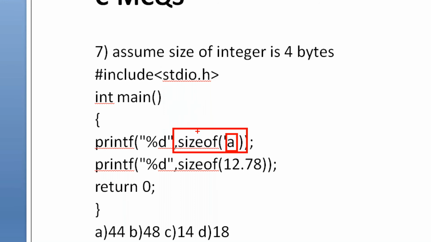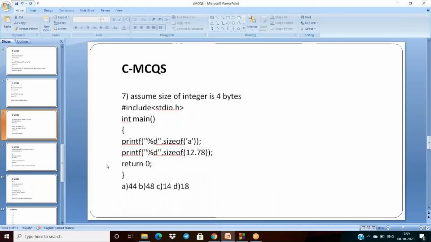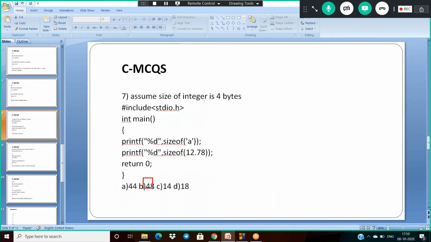variable, the size of character will be 1 byte, no problem. But here it is replaced with its ASCII value, so that is why ASCII values are integer type. So size of integer is 4. By default, all the decimal values are double type, so that is why answer is 48. Answer is this.